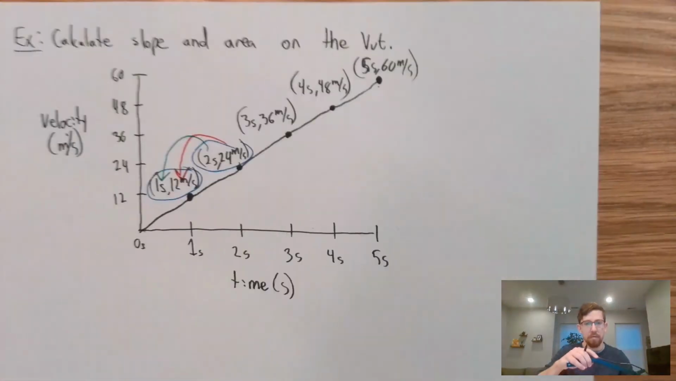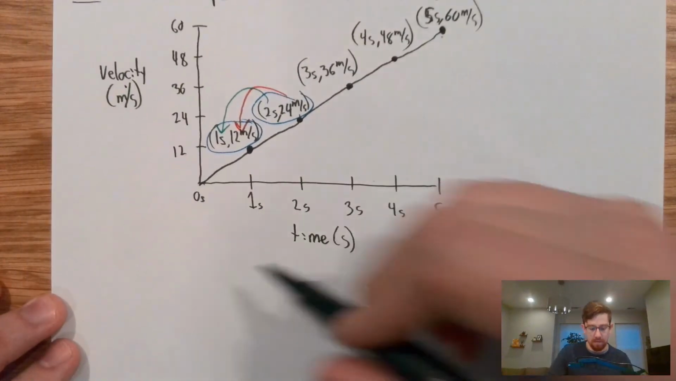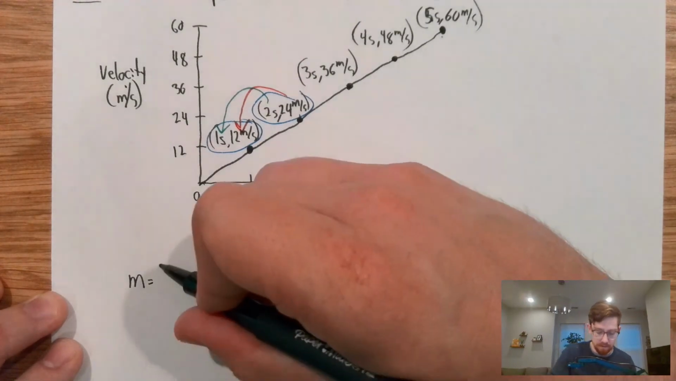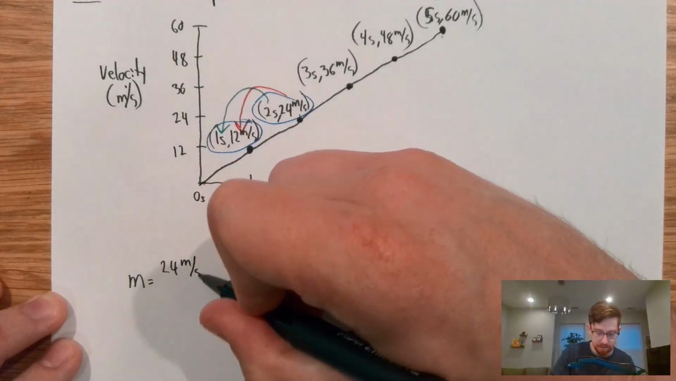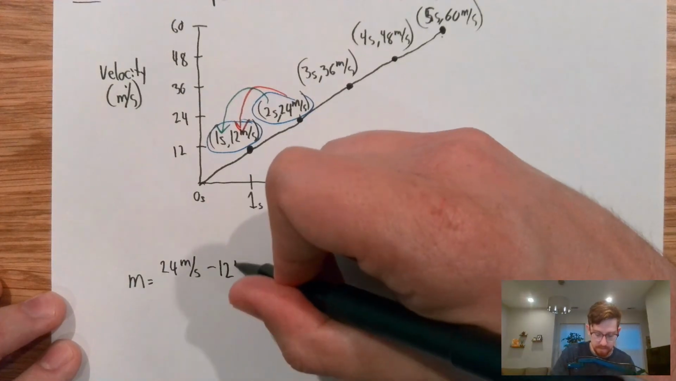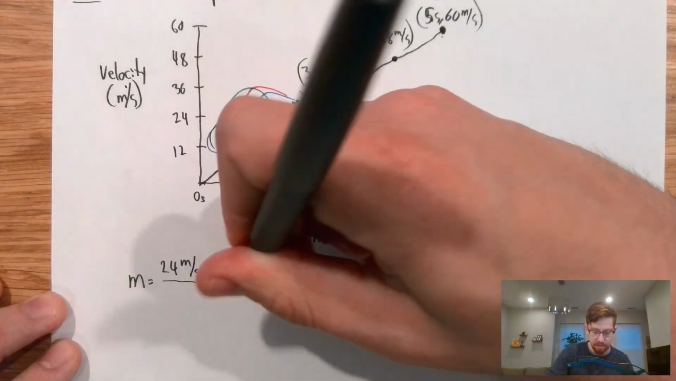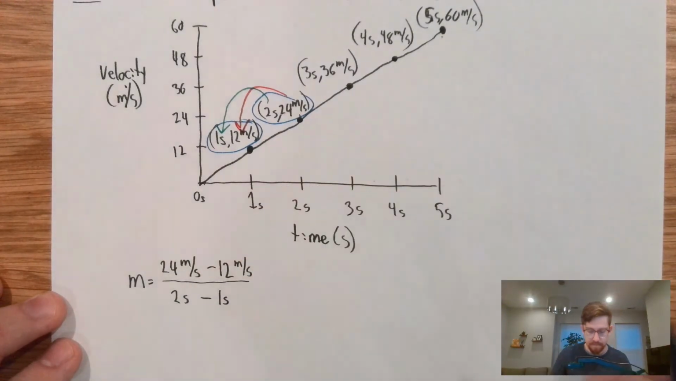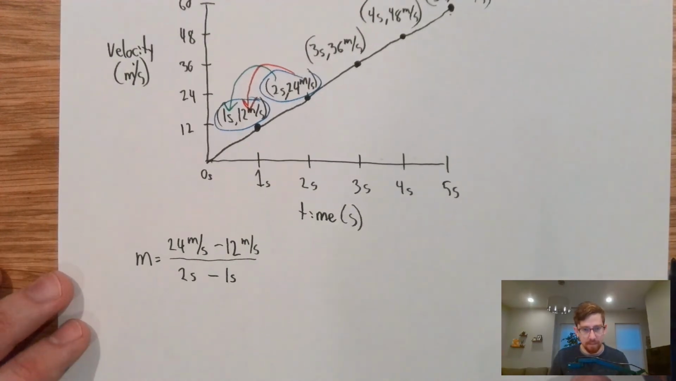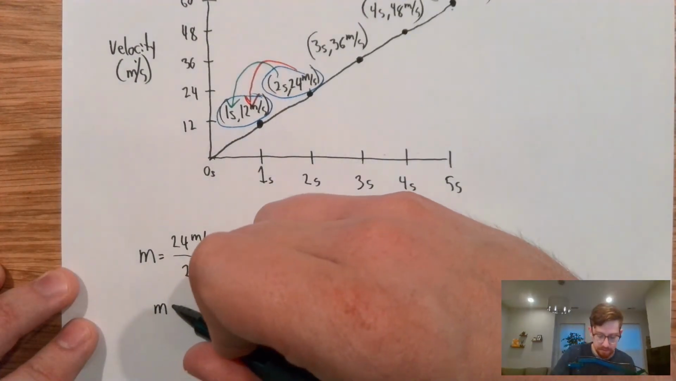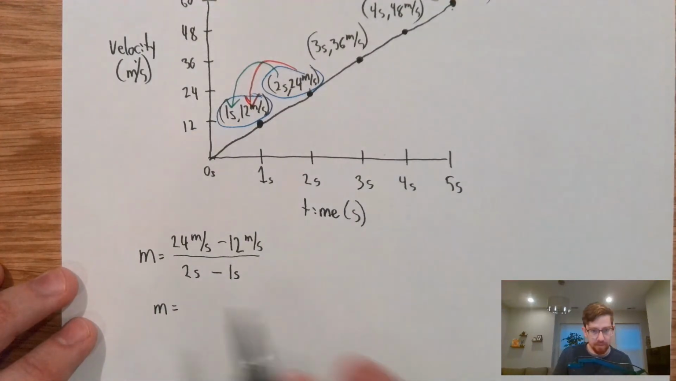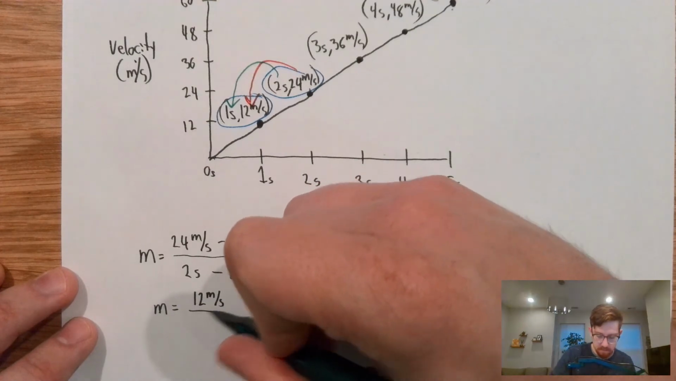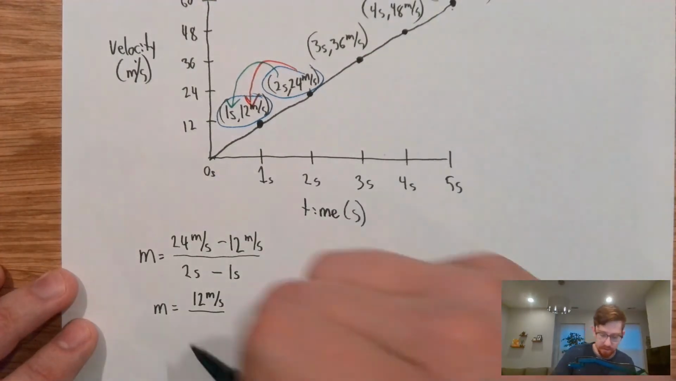I'll calculate below because we might write stuff here. Right here, I'll do 24 meters per second minus 12 meters per second divided by 2 seconds minus 1 second. All right, that math is pretty easy. The units are going to look weird though. So 24 minus 12 is just 12. 2 minus 1 is 1.